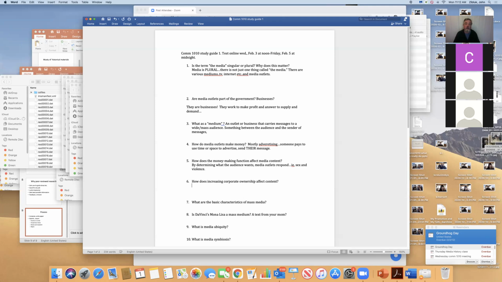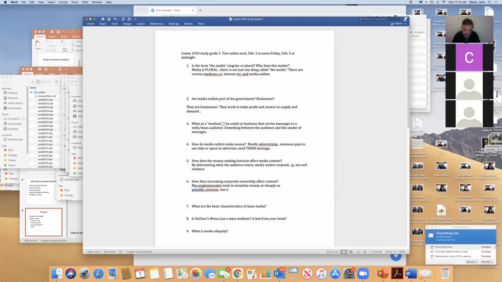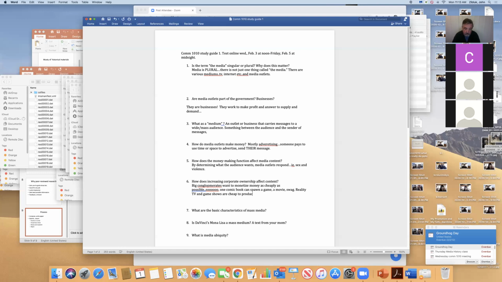How does increasing corporate ownership like Disney or Sony affect content? Big conglomerates want to monetize, make money as cheaply as possible. So one comic book can spawn a game, a movie, swag, one script, one comic, cha-ching, cha-ching, cha-ching. That's why we have so many comic book movies. That's why we have reality TV. 90 Day Fiance. People go on there for free.